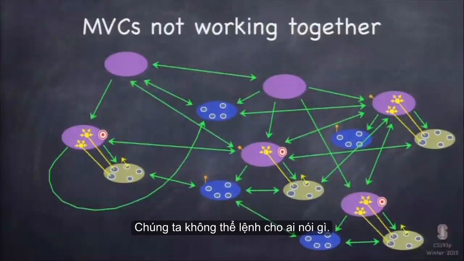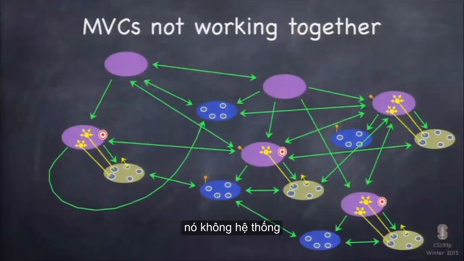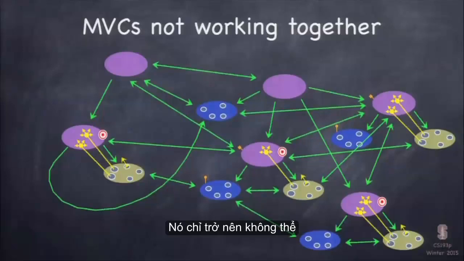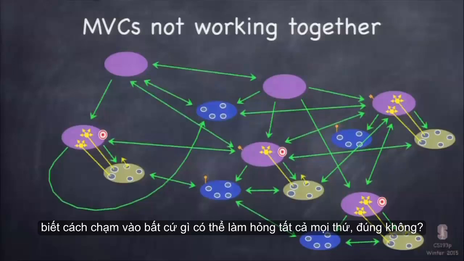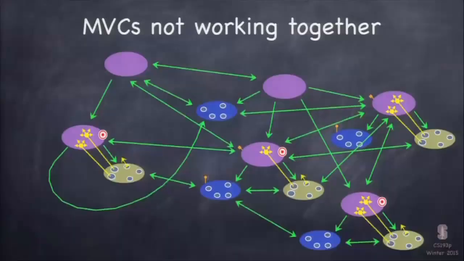So we definitely don't want to be having designs that look like this. Okay, where everybody's talking to everybody, we can't tell who's talking to what. It's just impossible to debug a program like this, and it doesn't scale. You can't build really big programs this way. It just becomes impossible to know how touching anything would break everything, right? So we're definitely not going to be doing that.